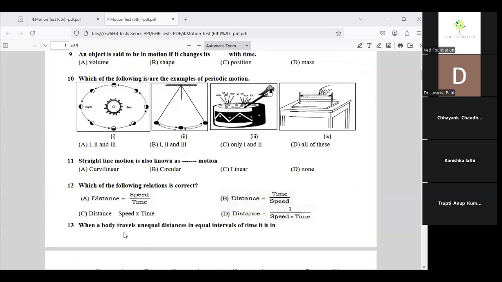11. Straight line motion is also known as. When an object moves along a straight line, its motion is called linear motion or rectilinear motion. Option C is correct.